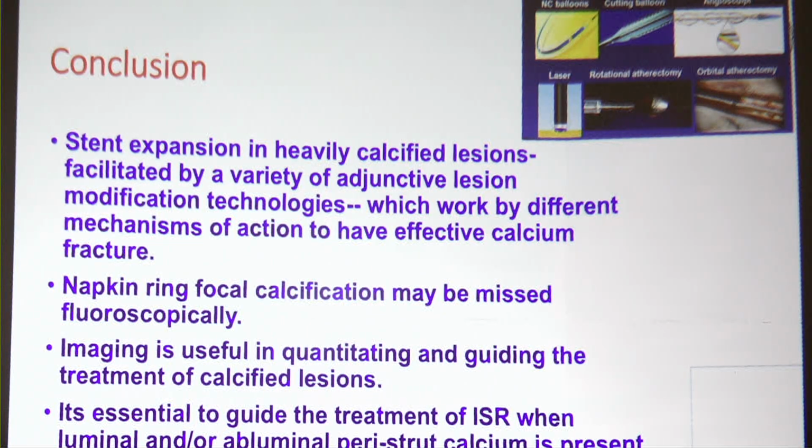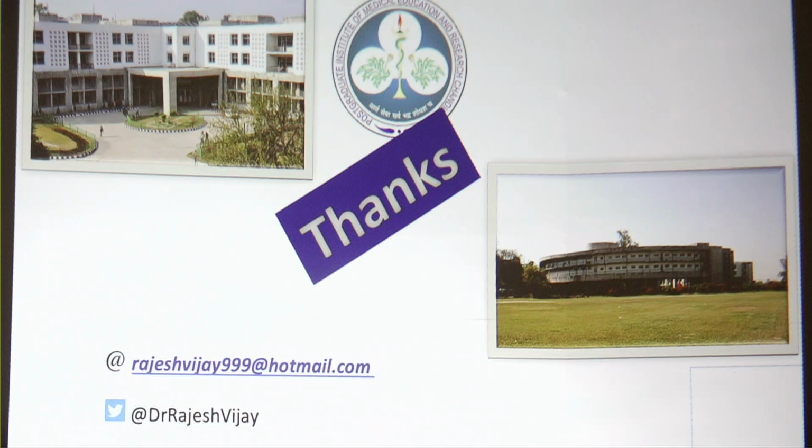In the initial two cases, the first case, the napkin ring focal calcification can be missed fluoroscopically, but imaging could very well help to identify such types of lesions. Imaging does help in quantification and guiding the treatment of calcified lesions, and it's essential to guide the treatment of ISR when luminal or abnormal peristrand calcification is present. Thanks for the kind attention.